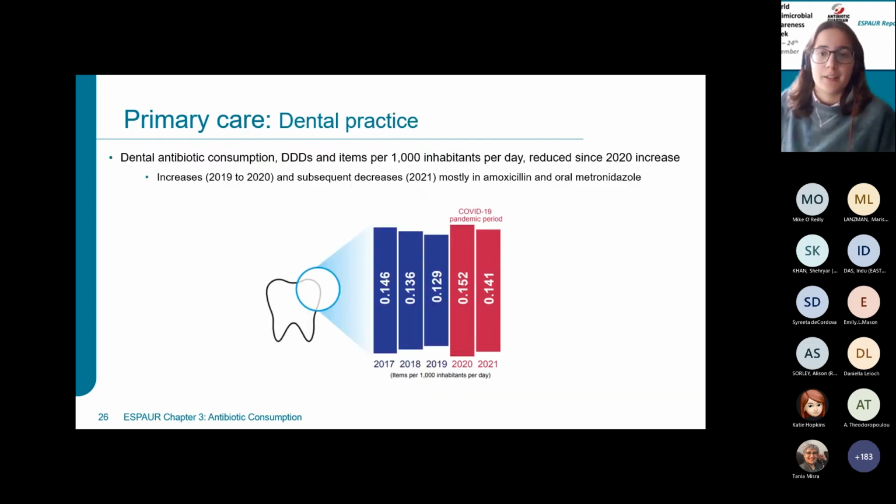So dentistry was the only setting, so primary and secondary care, where prescribing rate increased between 2019 and 2020. Specifically, increases were mostly evident in amoxicillin and oral metronidazole use. Antibiotic items prescribed in dental care have reduced since the 2020 increase, as we can see in this figure on the slide. It hasn't reduced below the immediate pre-pandemic levels that were seen in 2019, although it is slightly below where it was in 2017. Next slide, please.